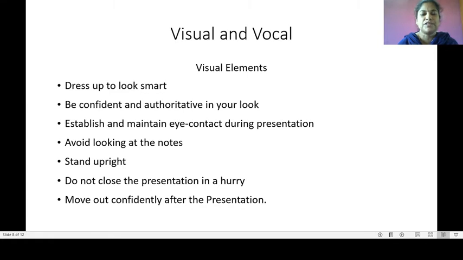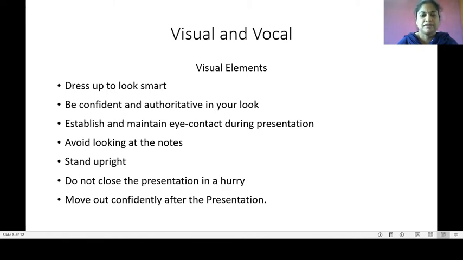So first and foremost thing we have to follow is to dress up to look smart. The presenter should look smart and has to dress up accordingly. What do you mean by dressing up smart? He or she should have a formal dress, and lots of ornaments should be avoided. It shouldn't be a distraction for the audience. Neat, clean clothes.